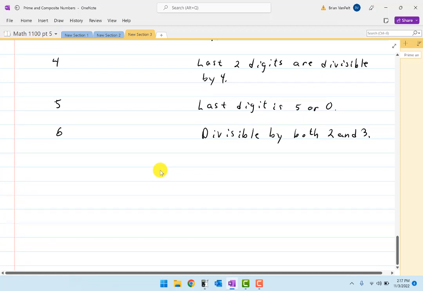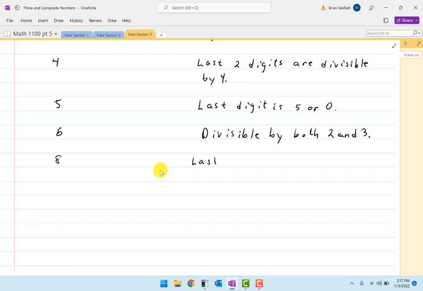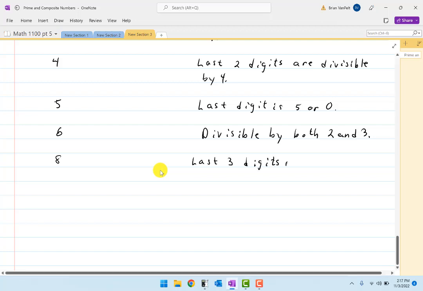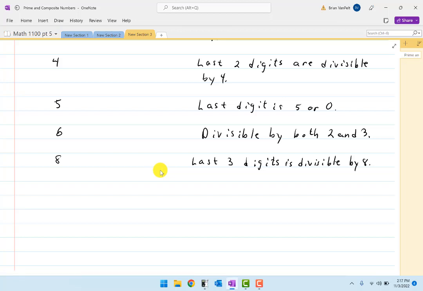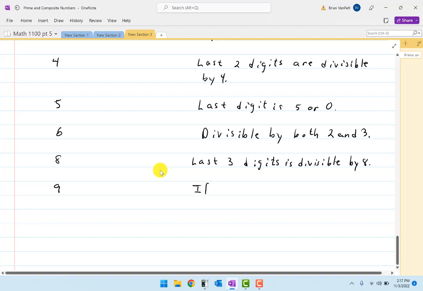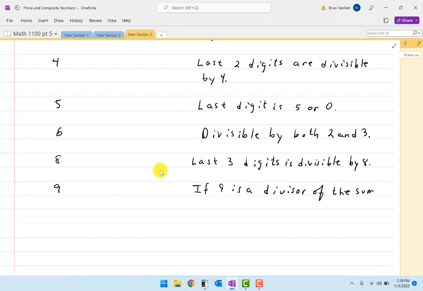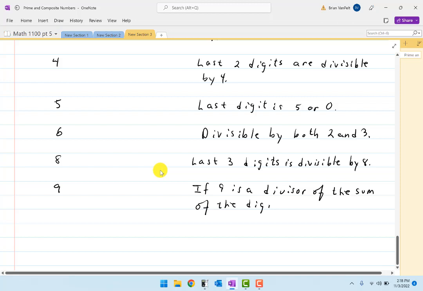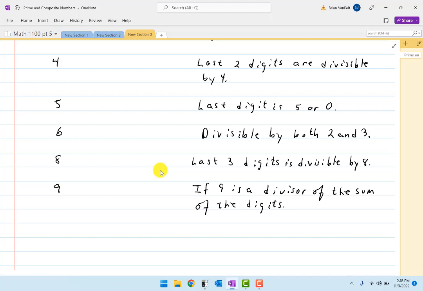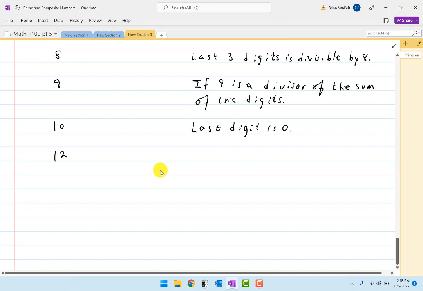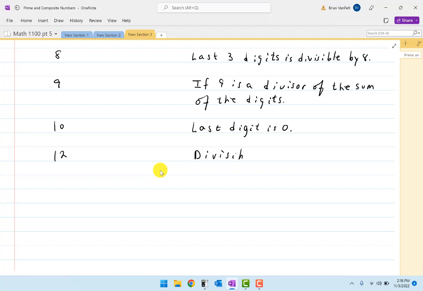7, we don't have an easy test for that, so I'm going to bypass it. 8, last 3 digits are divisible by 8. 9, if 9 is a divisor of the sum of the digits. Just like 3, you add up the digits and see if 9 goes into that number. For 10, the last digit is 0. 11's another bad one. 12, divisible by both 3 and 4.